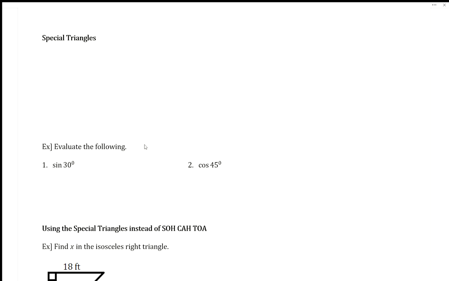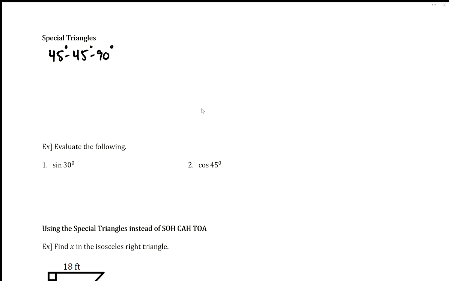Hello everyone, and welcome to our video on the special right triangles. So we have two special right triangles. The first one is a 45, 45, 90, so these are degrees, right triangle.